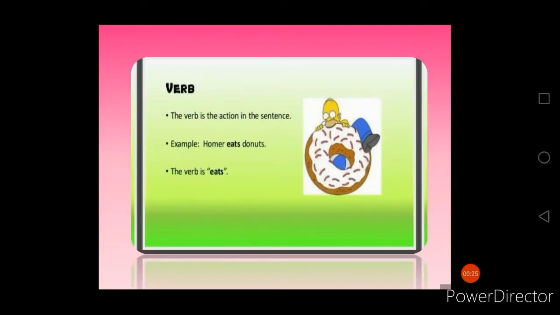Okay students, next is the verb. I hope you know very well that verb is the action in the sentence, right? See the example, Homer eats donuts. What is the action performed by Homer here? Yes students, eats is the action performed by Homer. So eats is the verb here, right?